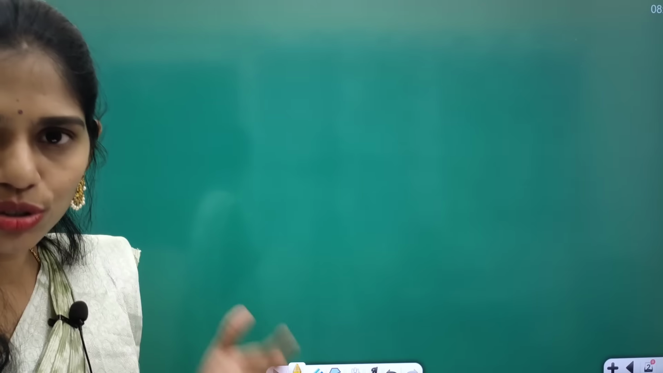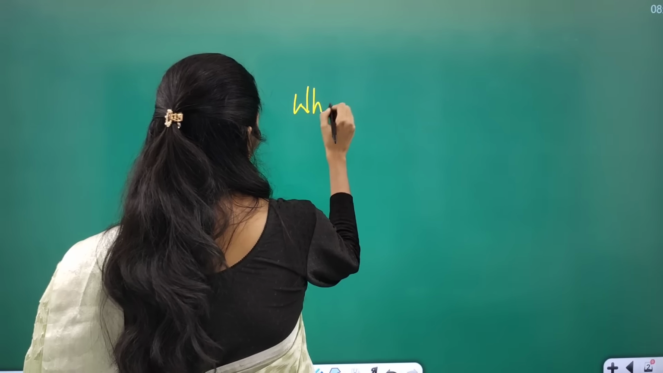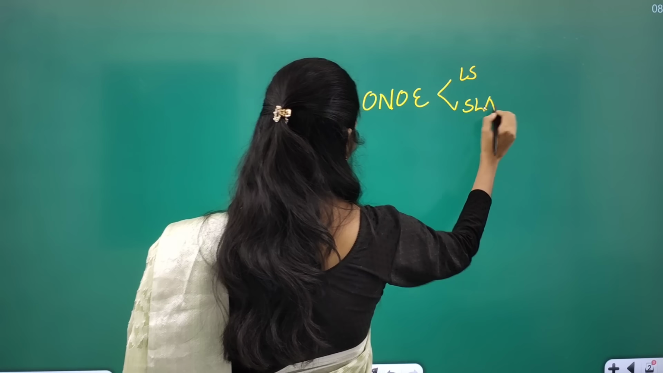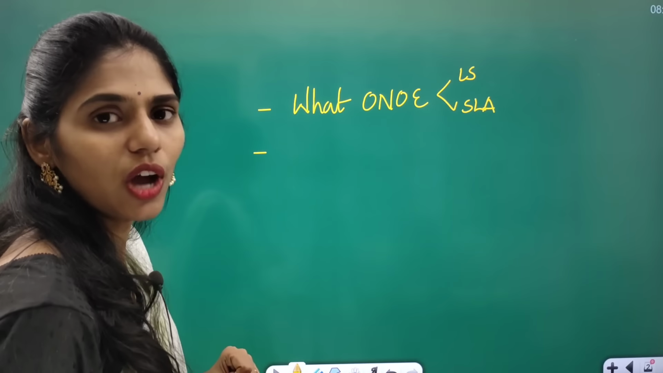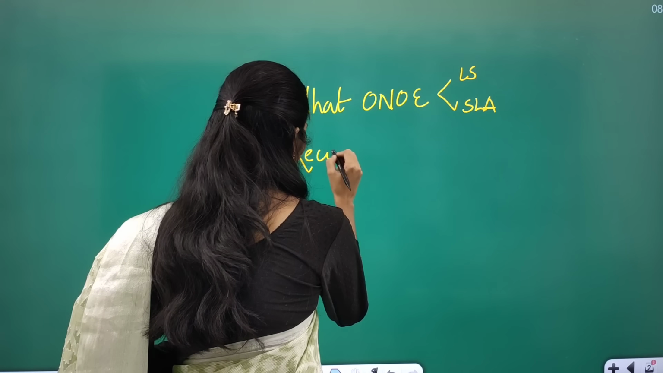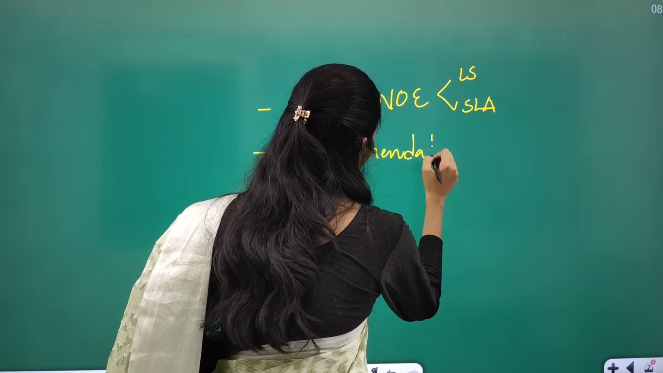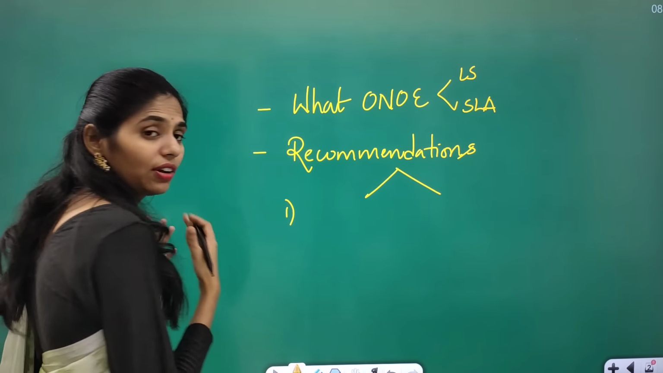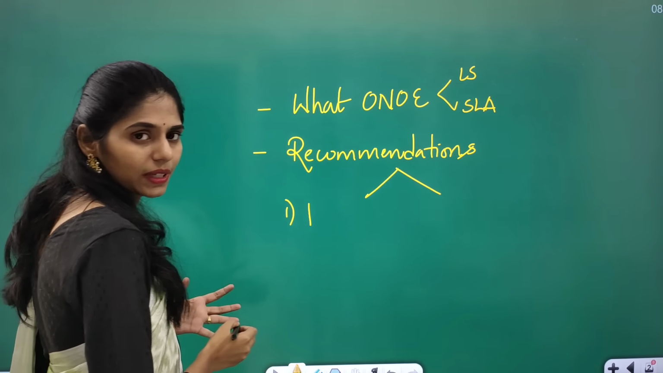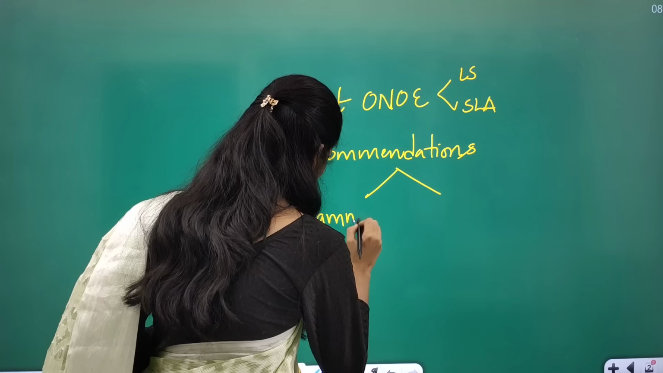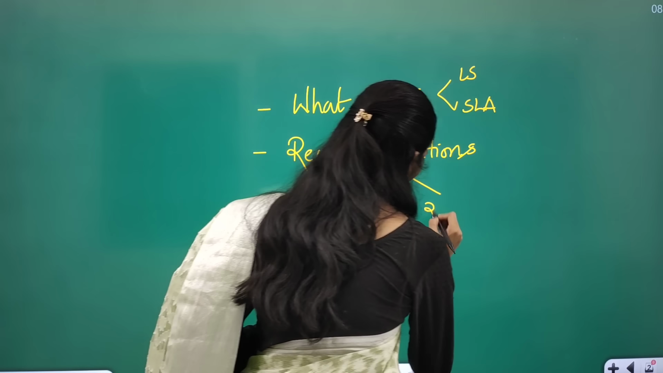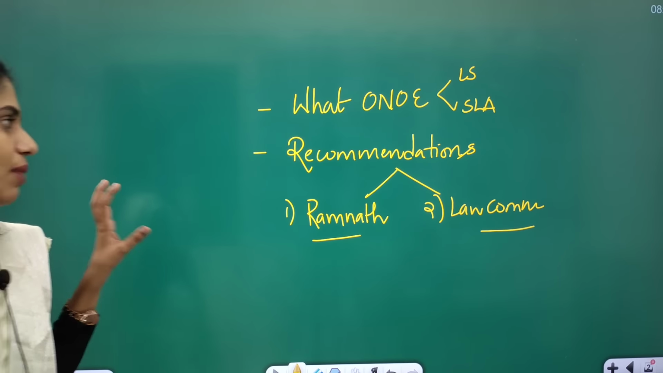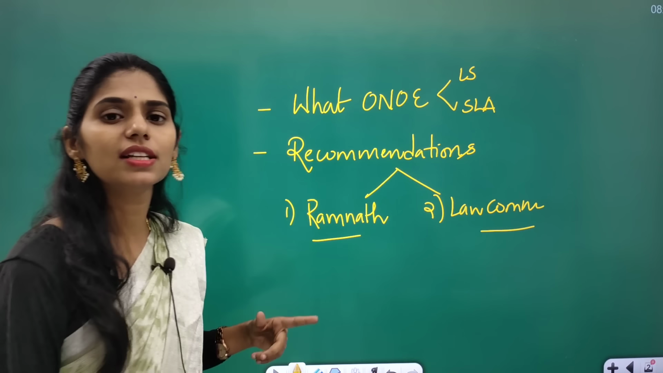What are the dimensions that you have to know? First you have to understand what this one nation, one election is, that is, Lok Sabha and state legislative assembly elections together, in one go. You have to see what the recommendations of this panel are. Here there are two committees' recommendations. One is the committee which gave the recommendations now, headed by our ex-president, Ramnath Kovind. The second one is the Law Commission, and its report will also be presented soon. So you have to see both committees' or panels' recommendations on simultaneous election.